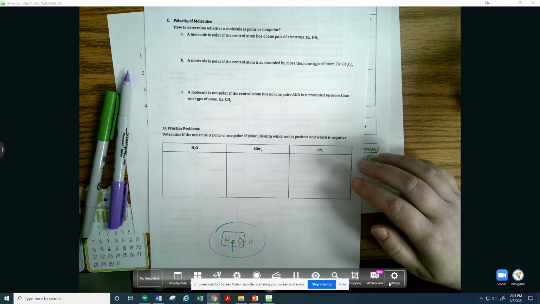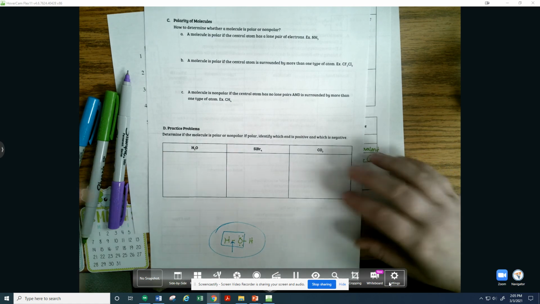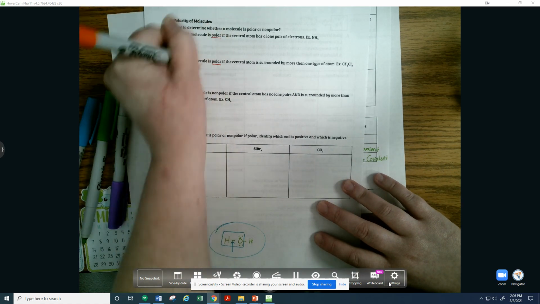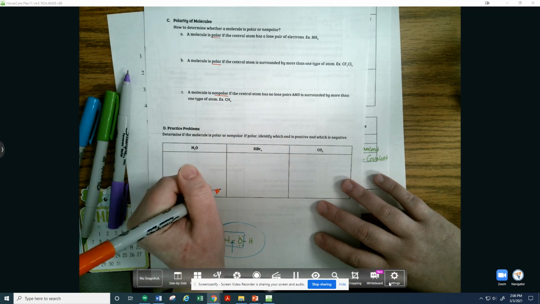So there are 3 rules to follow. You can tell a molecule is going to be polar or nonpolar based on these 3 things.